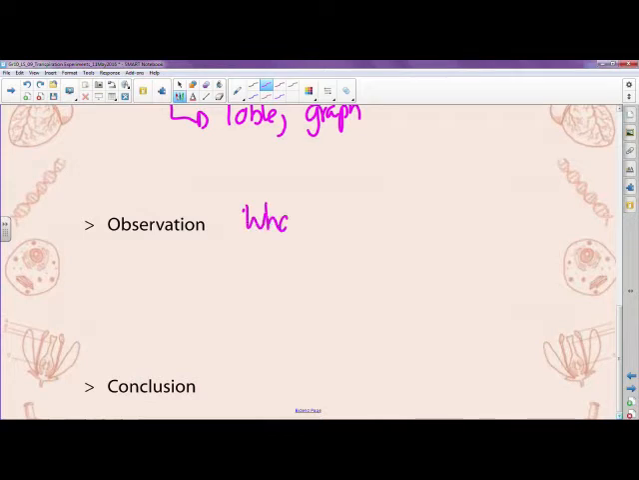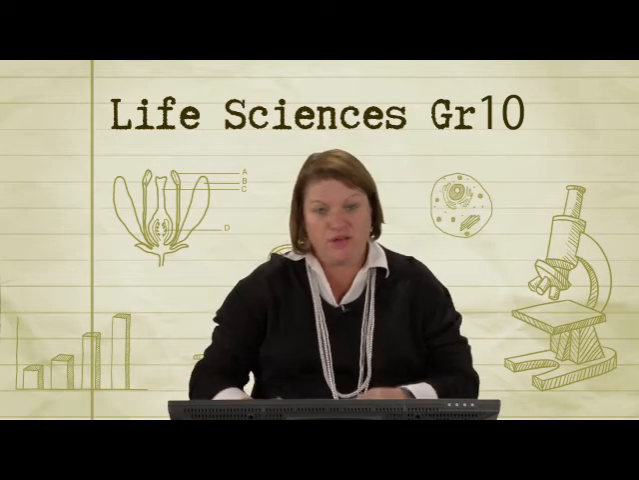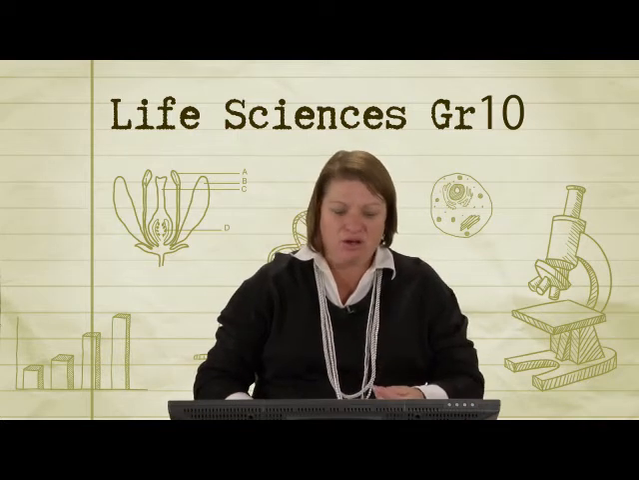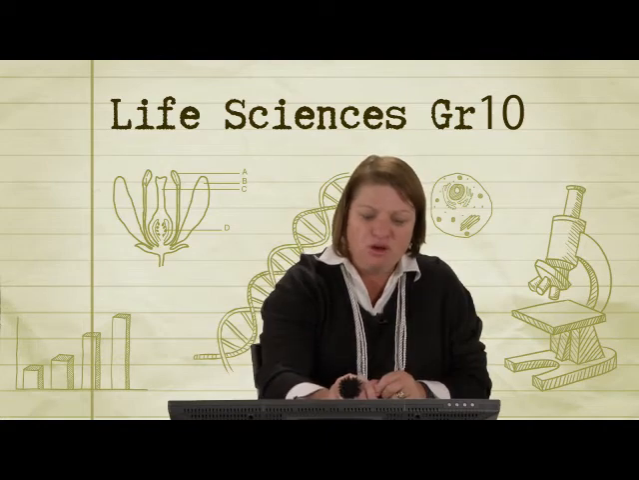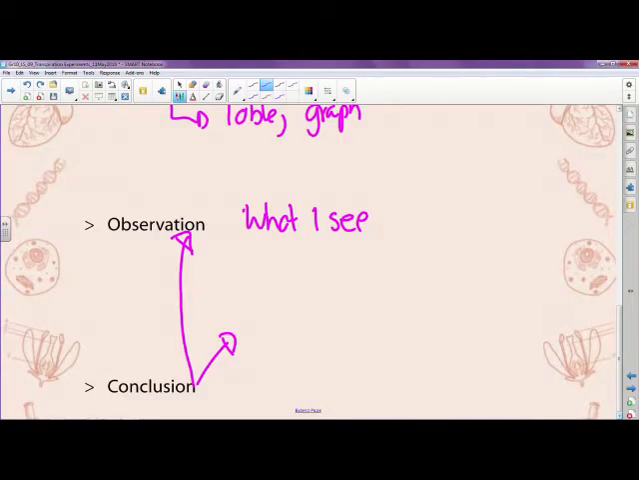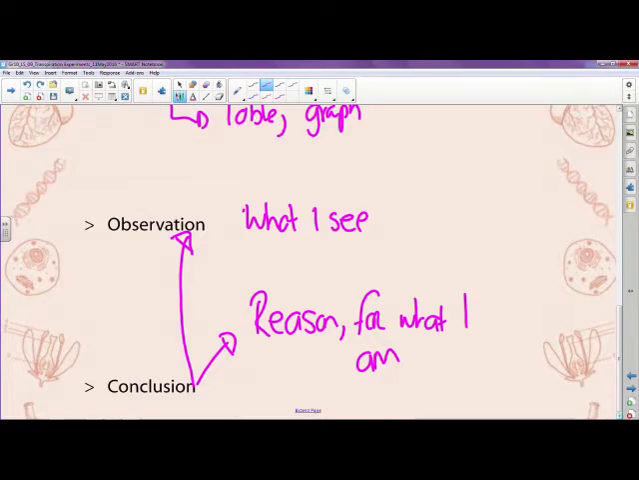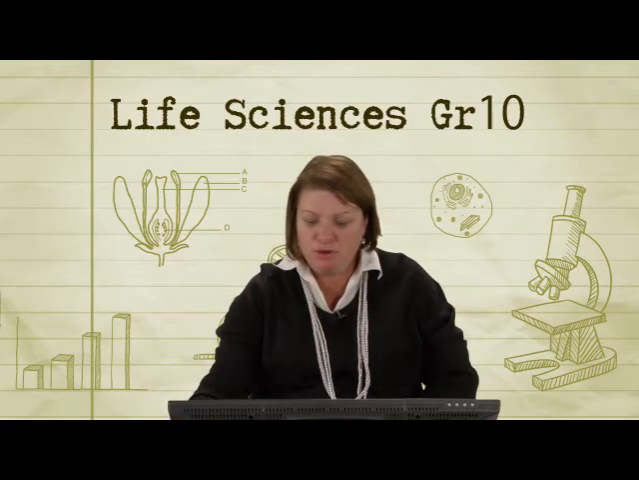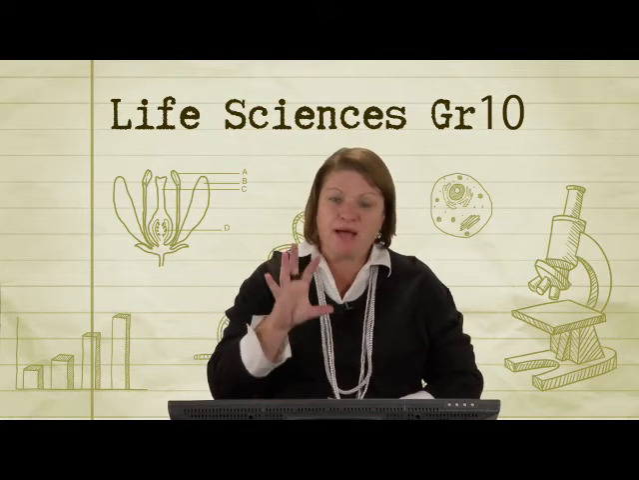The last one is the difference between observation and conclusion. Observation is what I see. It is different to a conclusion. A conclusion is an answer to my aim. These are the external factors that are going to play a role. When I come to my conclusion, we tend to put our conclusion into an observation. No, an observation is just what I see. A conclusion then will give me the reason for what I am observing. So today we're going to do a transpiration experiment, and the whole experiment is going to be about external factors.